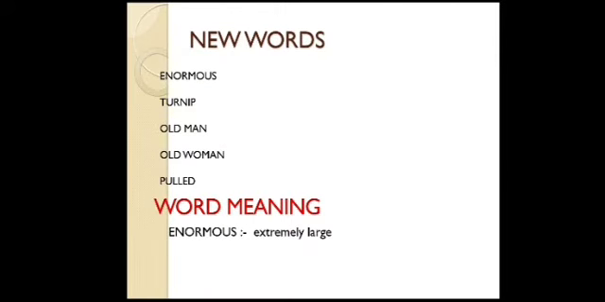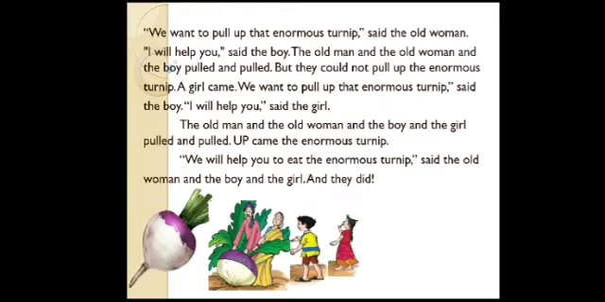Next, here are some new words: enormous, turnip, old man, old woman, and pull. These are actually not new words. Old man and old woman, many words you know. So then word meaning: enormous, extremely large. What is the meaning of enormous? Extremely large. So I will explain to you the meaning of the lesson.